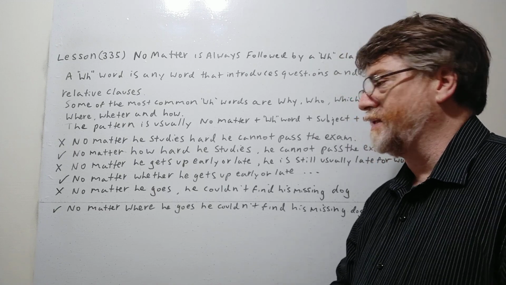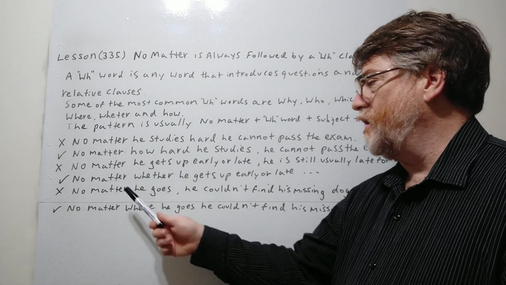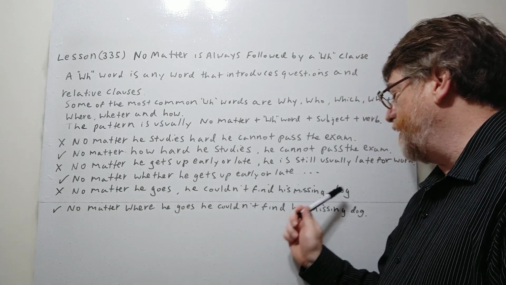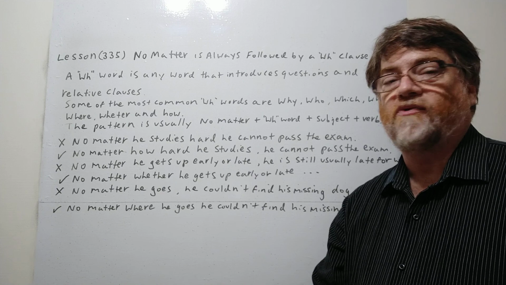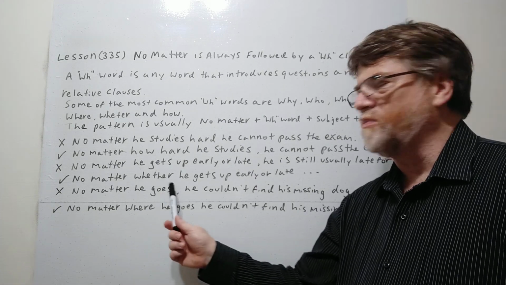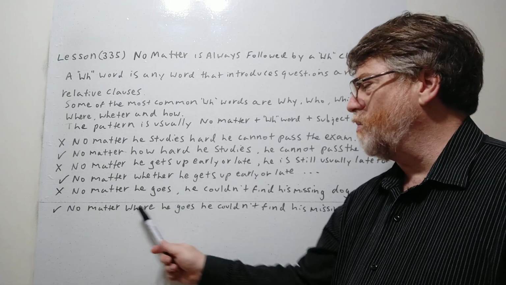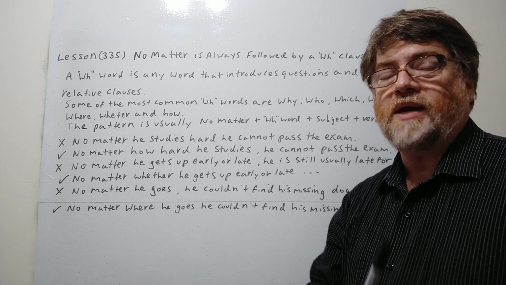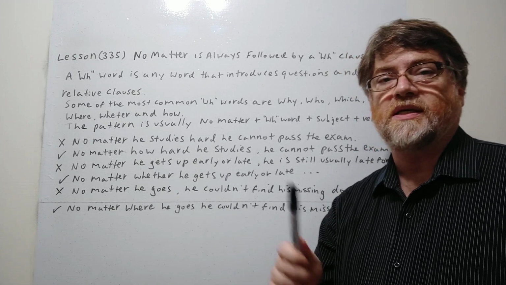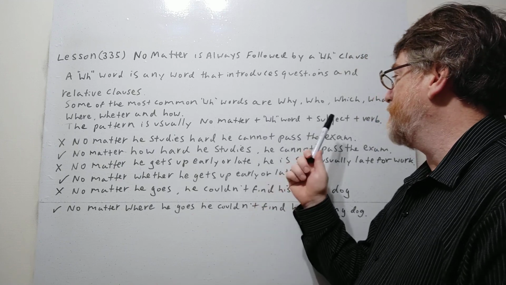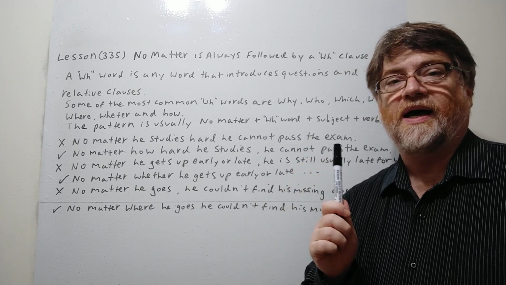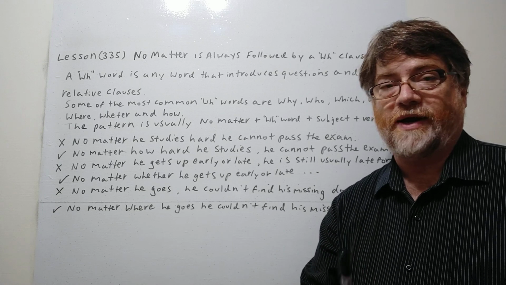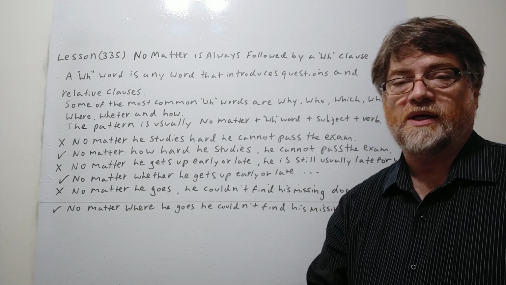Okay, let's look at the last one here. No matter he goes, he couldn't find his missing dog. Now, of course, with the check, this is right. This one's more obvious. No matter where he goes, he couldn't find his missing dog. Well, anyway, remember, so no matter plus a WH word, plus the subject, plus the verb. Again, very, very important in writing, but even in speech, you need to correct it.